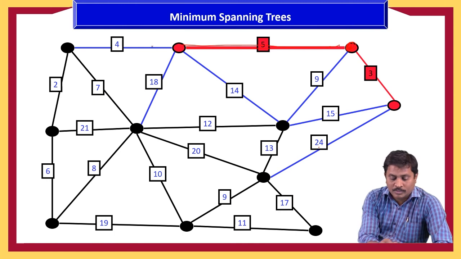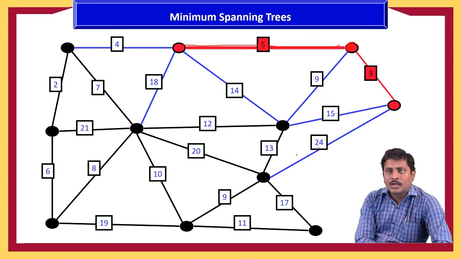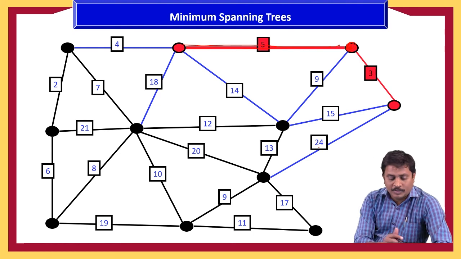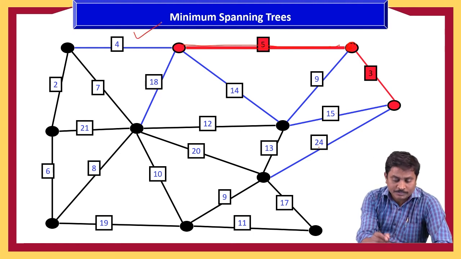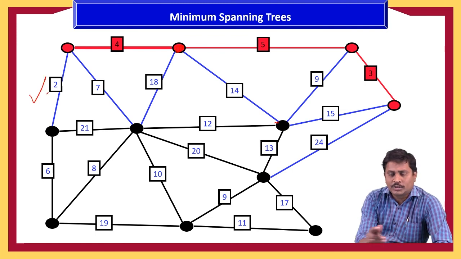Now we have 4, 18, 14, here 9, 15. We choose the minimum cost values among the edges in this path. So the minimum cost value is 4. We choose this one. Now next here, 2, 7, here 18, 14, 9, 15, 24. Among these, the minimum is 2. So we choose this one.